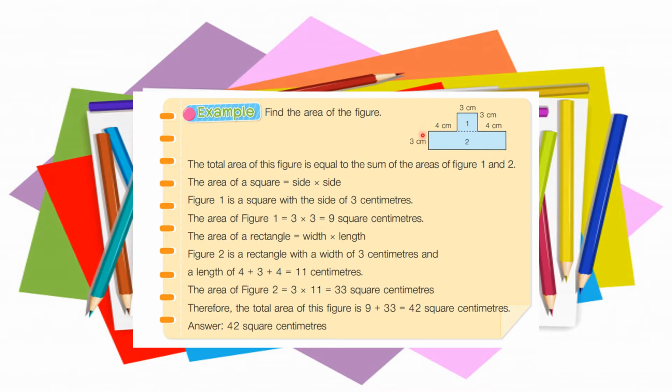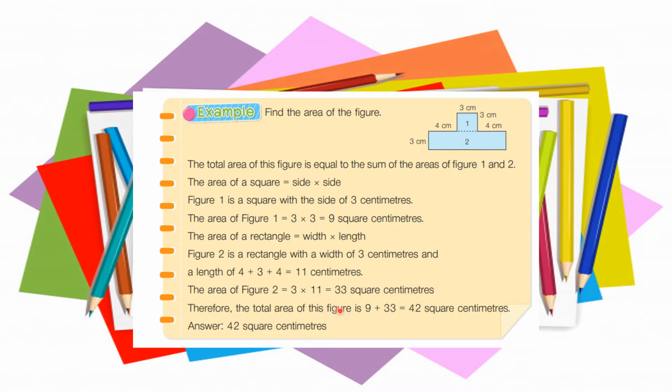Okay. Figure 2 is a rectangle with a width of 3 centimeter and a length of 4 plus 4 plus 3. Okay, that is 11 centimeter. So the area of figure 2 is equal to 3 times 11 equals 33 square centimeter.